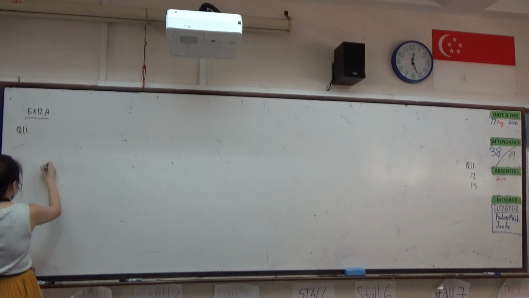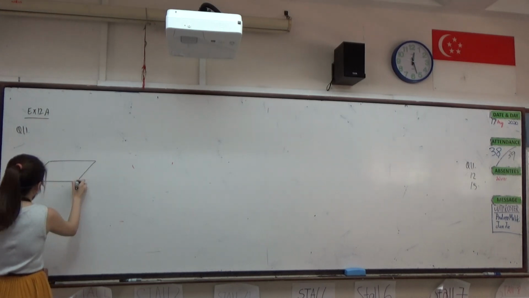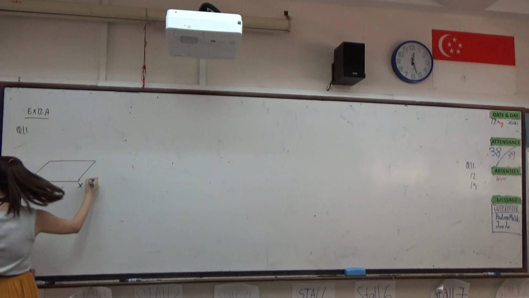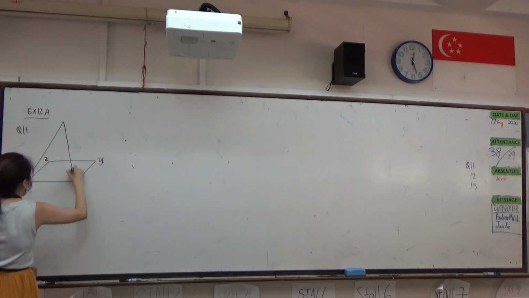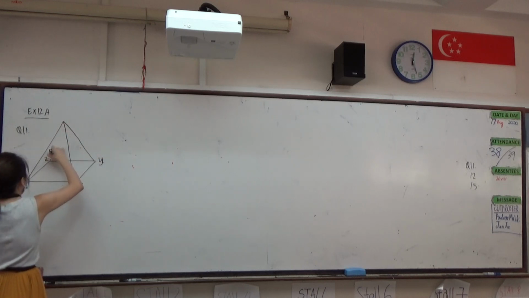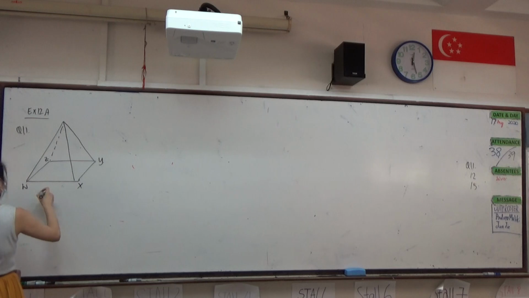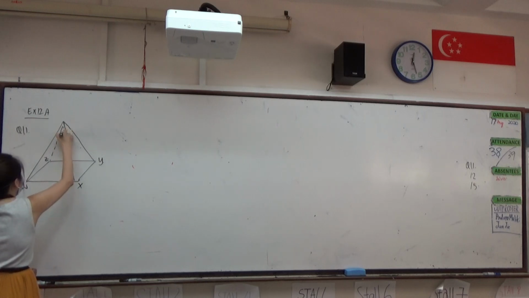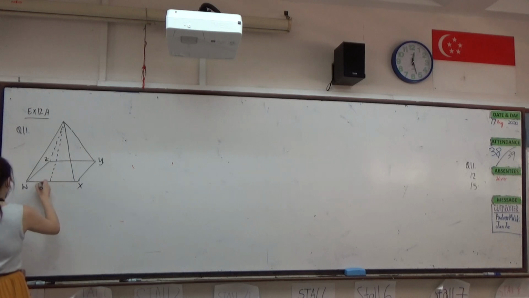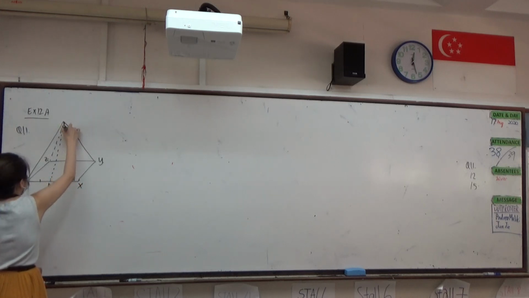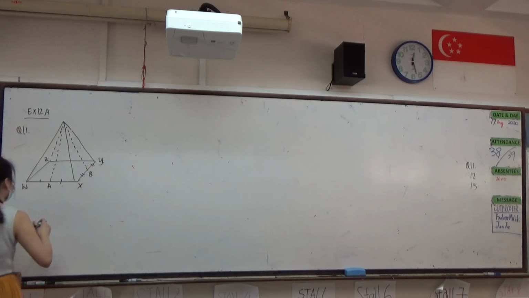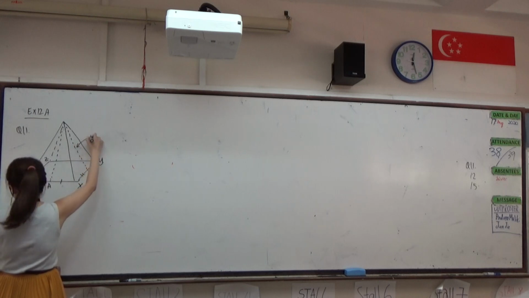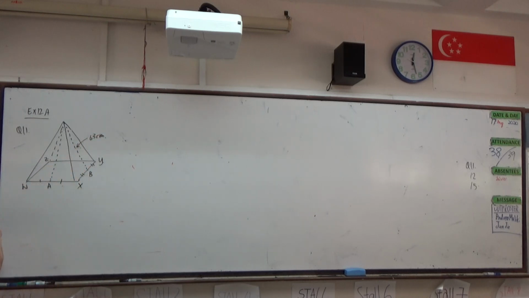Pyramid. So the base is a rectangle. And then let me draw it out first. This one is 63 cm. This here is 56 cm.